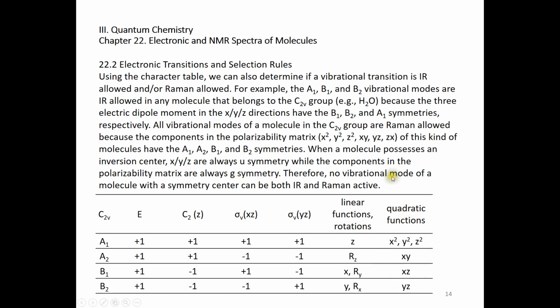What does that mean? That means we can make a prediction: no vibration mode of a molecule with a symmetry center or inversion center can be both infrared and Raman active. If it's infrared active, it's definitely Raman inactive. If a vibration mode is Raman active, that means it has a G symmetry. It cannot be infrared active.